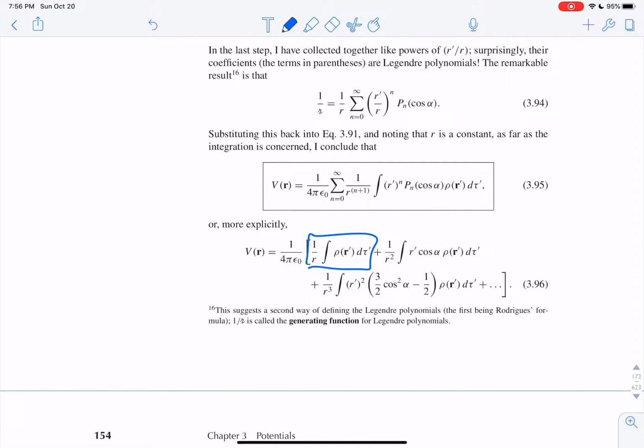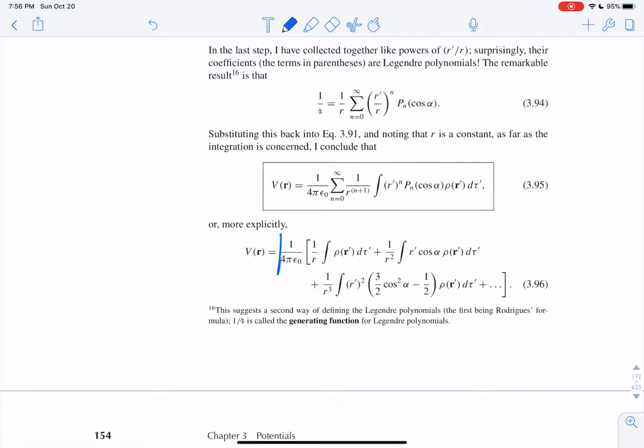And then it's 1 times P0 of cosine alpha. We'd have to go back to the polynomials to look up what P0 is, but P0 of cosine alpha is just 1, and then times rho. So that's why this first term, 1 over r to the 0, is 1 over r times just the charge density. And that's your monopole term. That's your normal potential of a point charge.